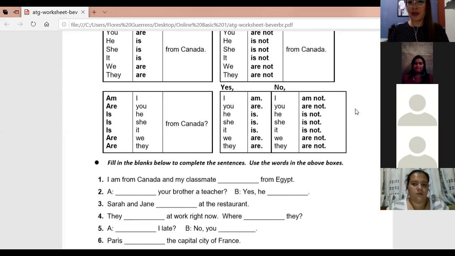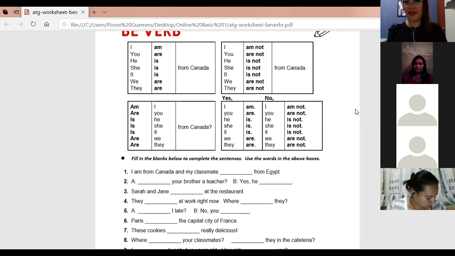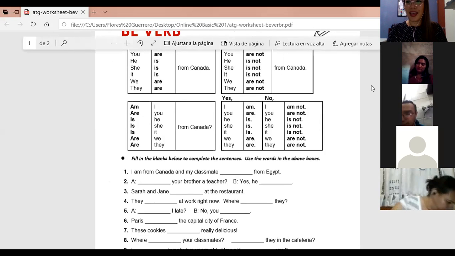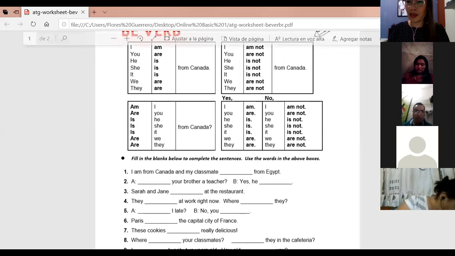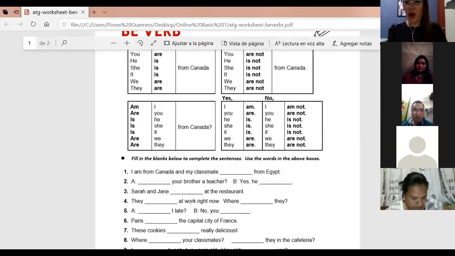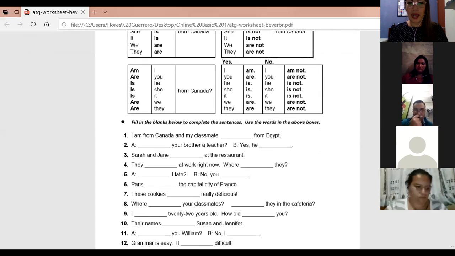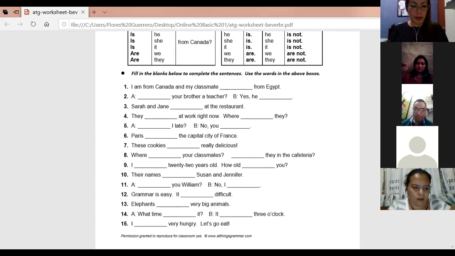Recuerda que les pedí que tuvieran un cuadernito en que hacer ejercicio, ¿verdad? Y ya lo tienen por ahí. Vamos a hacer este. Lo que van a hacer para que no copien toda la oración, porque nos va a quitar mucho tiempo, solo van a poner el número y la respuesta.